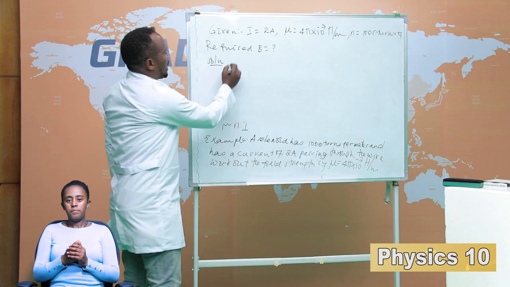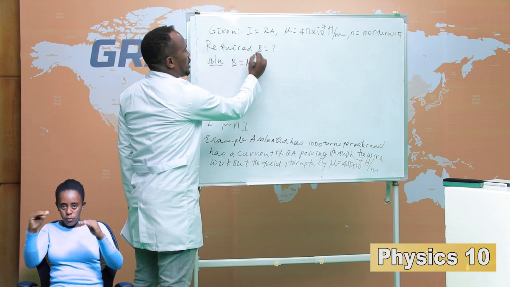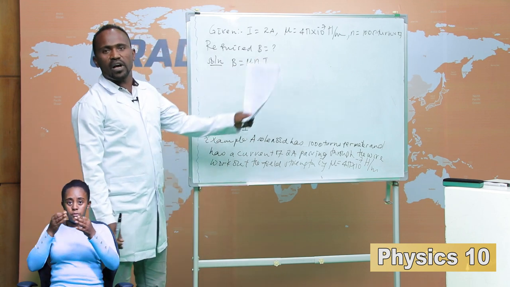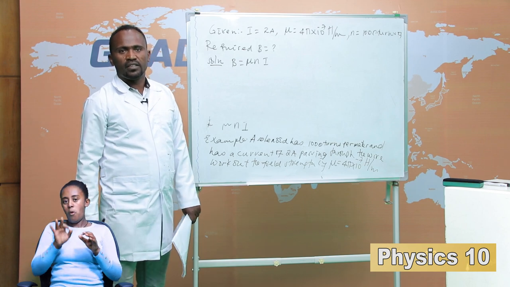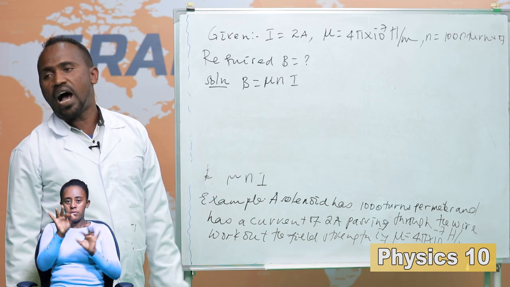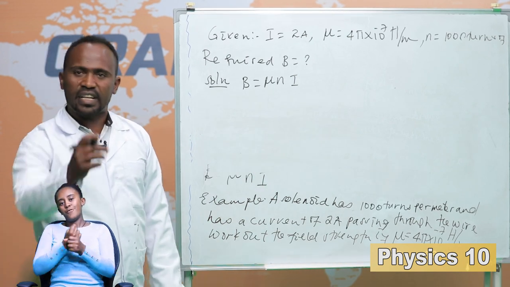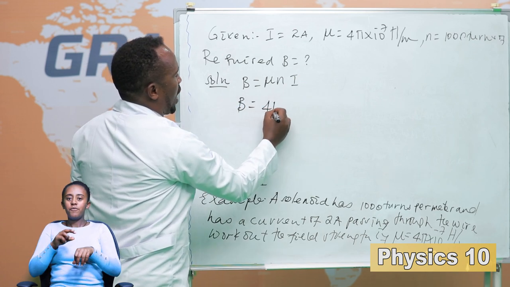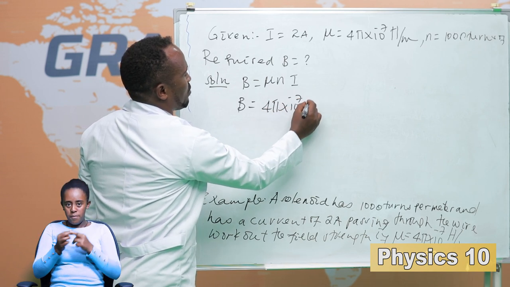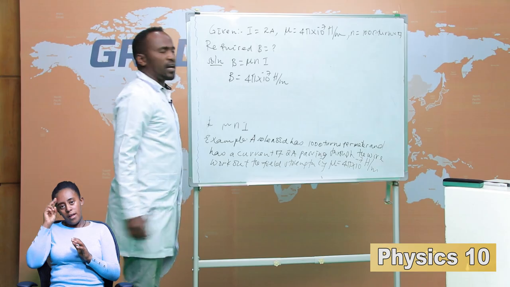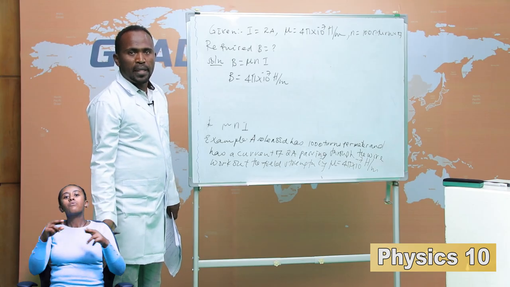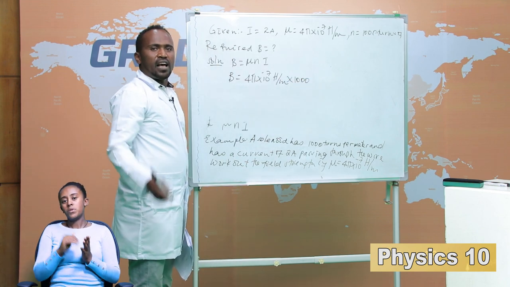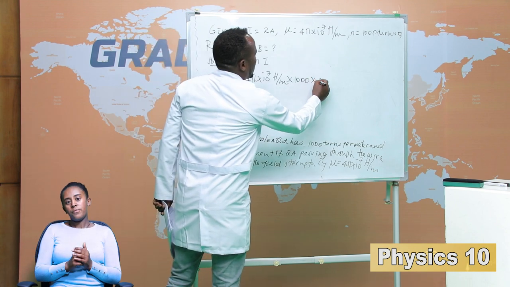Solution: the magnetic field of the solenoid is equal to the permeability of free space times the number of turns of the wire times the current passing through the wire. This is what we have seen. Substituting into this formula, we can solve for the magnetic field strength. The permeability of free space is 4 pi times 10 to the power of minus 7 Henry per meter. Who can tell me the number of turns of the wire? It is 1,000 turns, and the current is 2 ampere.